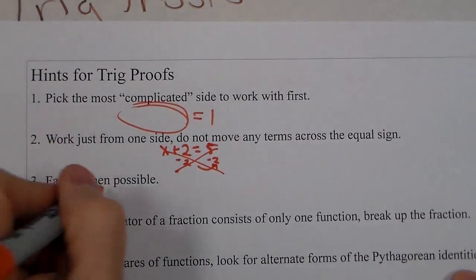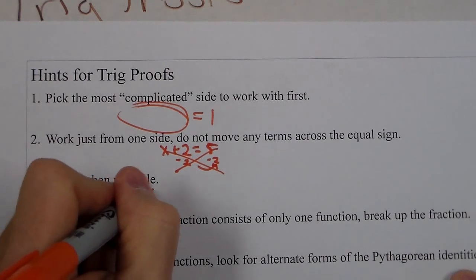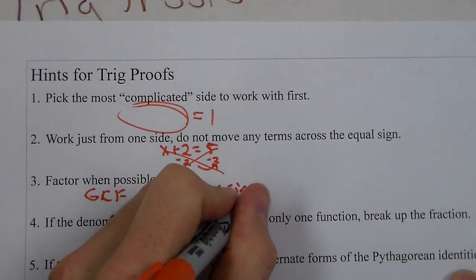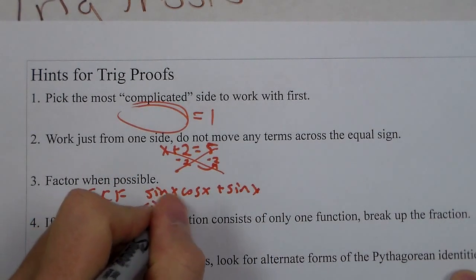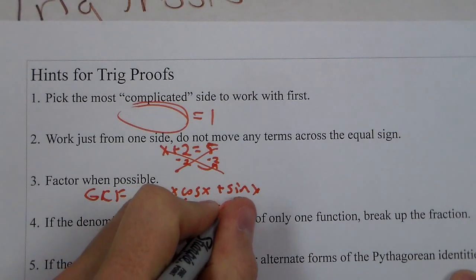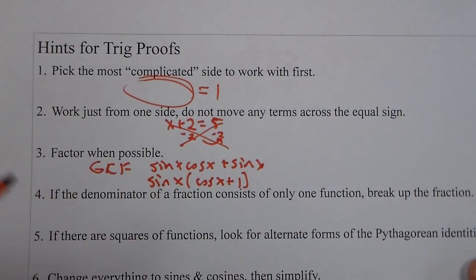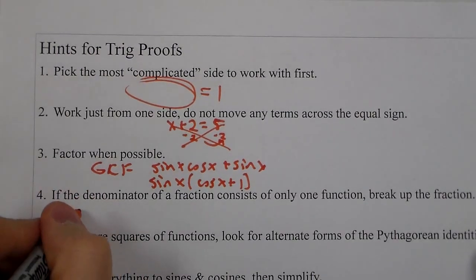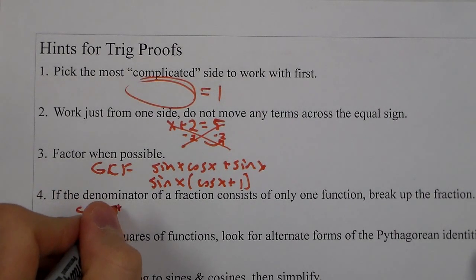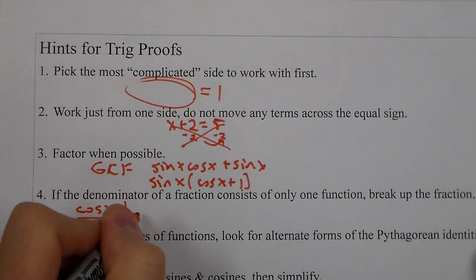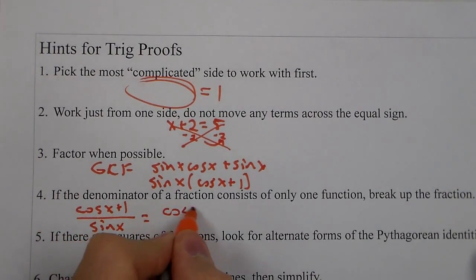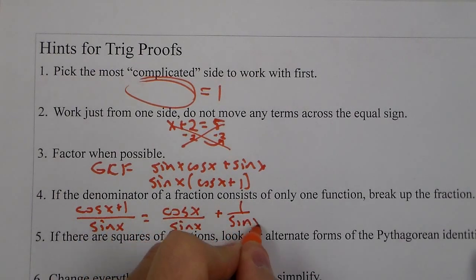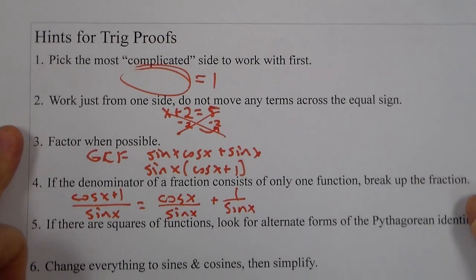Factor when possible. This is thinking like a GCF. If I have sine x cosine x plus sine x, I want to factor out a sine x from both terms to leave me something like that. So factoring when we can. If the denominator of a fraction consists of only one function, break up the fraction. So if I have cosine x plus 1 over sine x, that is two fractions. It is cosine x over sine x plus 1 over sine x. And writing it as those two fractions may help us along the way.